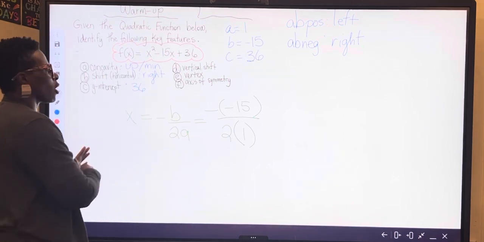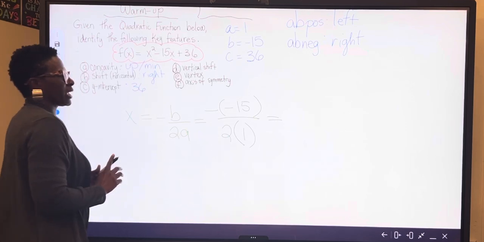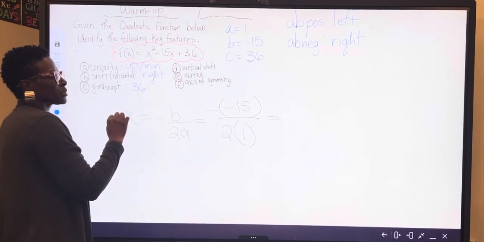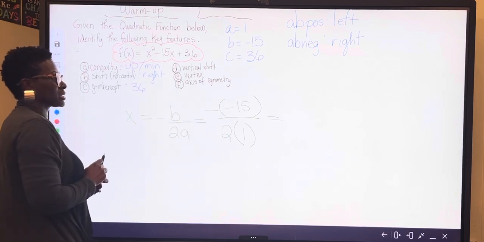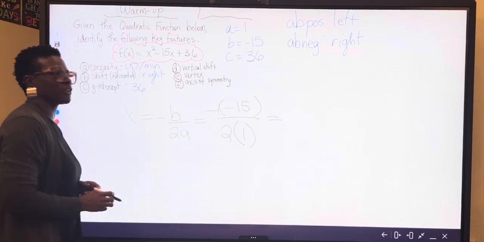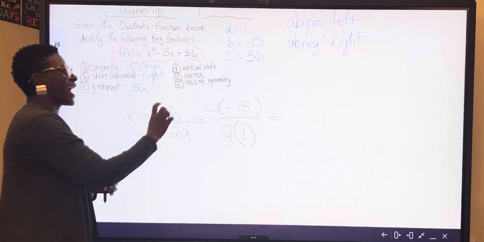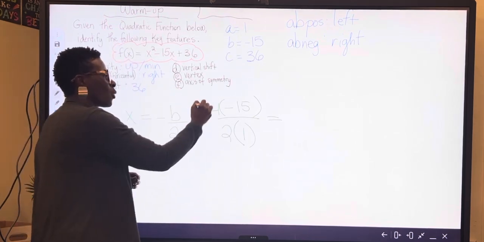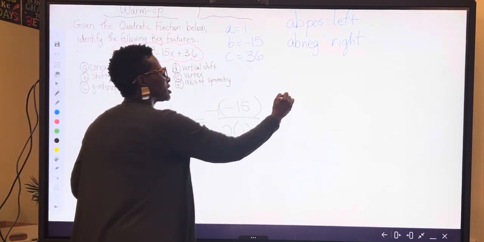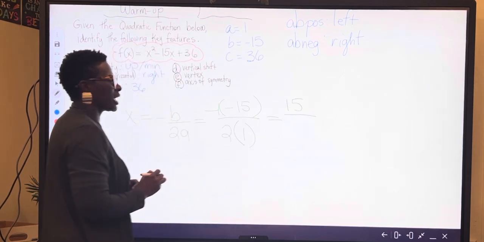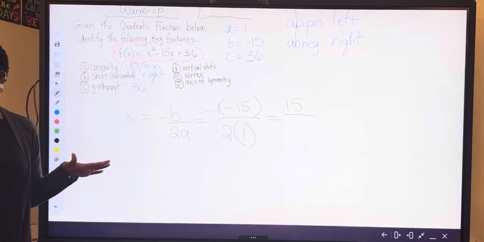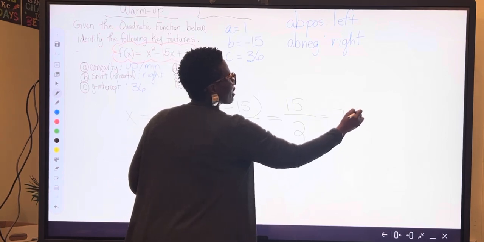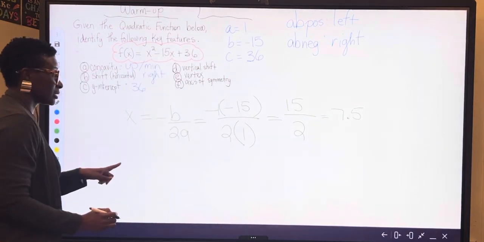All right, so let's keep going. What do I do at this point? This says negative 15. What do I put behind this? A 1. The imaginary coefficient is a what? 1. So now I got negative times a negative, which is going to give me a what? Positive. And 1 times 15? 15. So this is going to be 15. And then 2 times 1 gives me what? 2. And what's 15 divided by 2? 7.5.